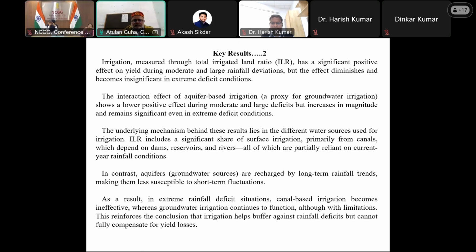Now, the problem with aquifer-based irrigation is essentially that it uses groundwater a lot, and so it is recharged by the long-term rainfall, and so maybe it is problematic in the long run. And the reason we are getting this differentiation between these two results is that if the rain is less, the water in the canals will also be less, whereas the aquifers are essentially recharged by the long-term rainfall.